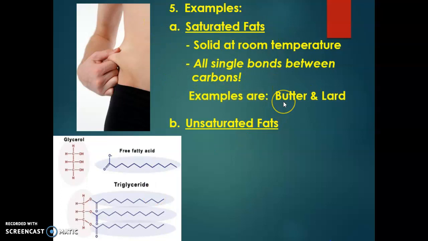Everyone knows where butter comes from. It comes from milk, no matter if it's cow milk, goat milk, you name it. Lard is pure saturated fat from animals. So a lot of people at home may cook bacon, and then some of you or your parents may pour off that liquid fat, put it into a coffee mug, and it solidifies. That is pure animal saturated fat. That's what people used to use back in the day as actual soap.